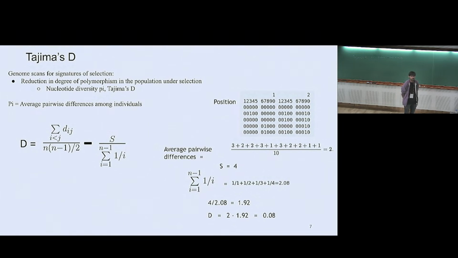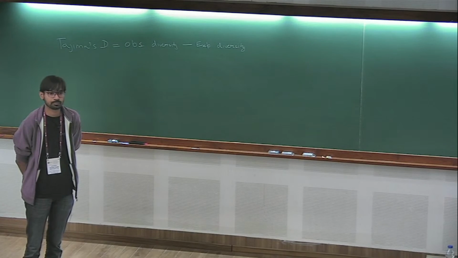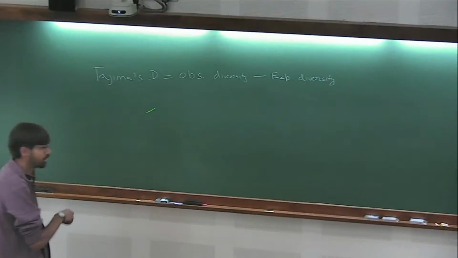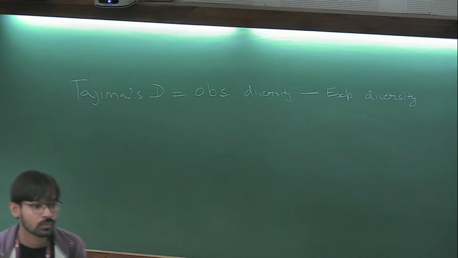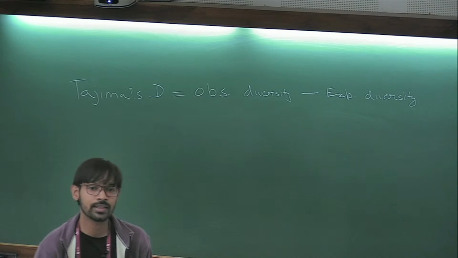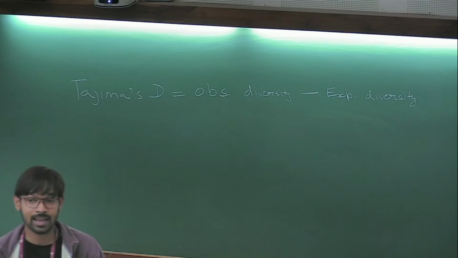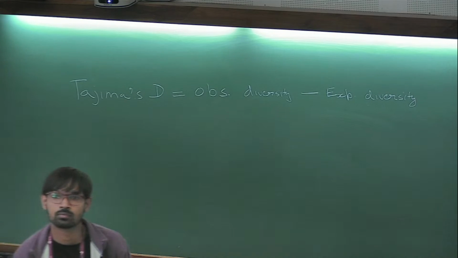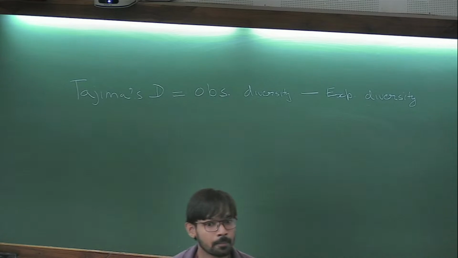Now what does this tell you? If observed diversity is greater than expected diversity, what does that mean? That means D is positive. What does that mean? Yes, there is more diversity than what you would expect by chance. Can you think of processes that can lead to that? Yes, a high migration rate can lead to that. Anything else?